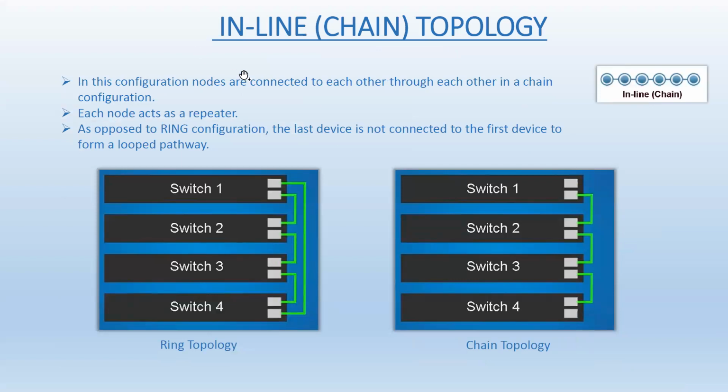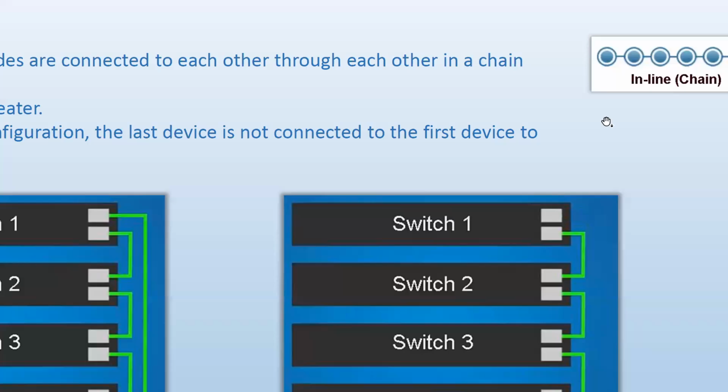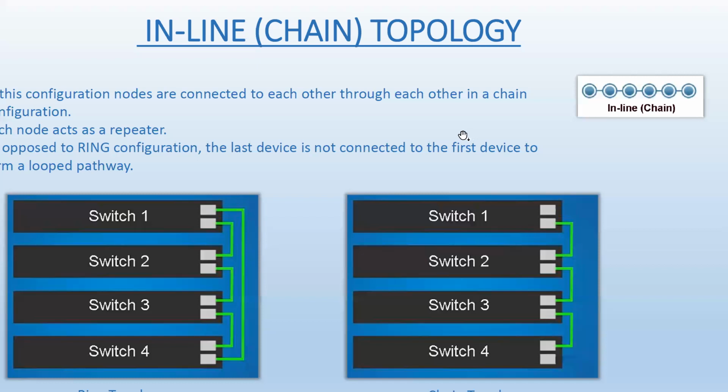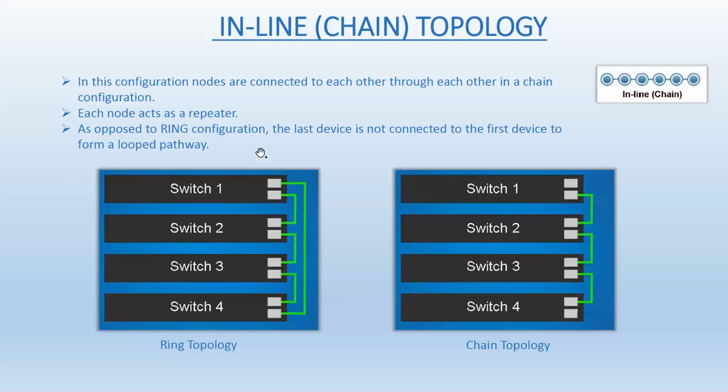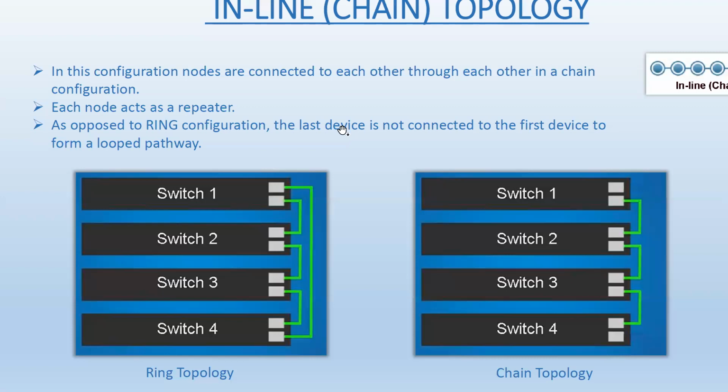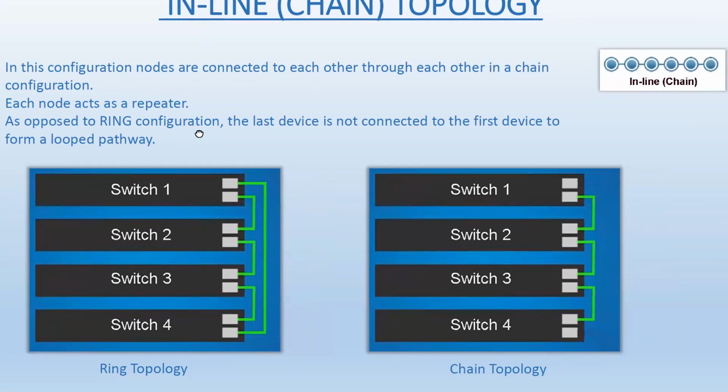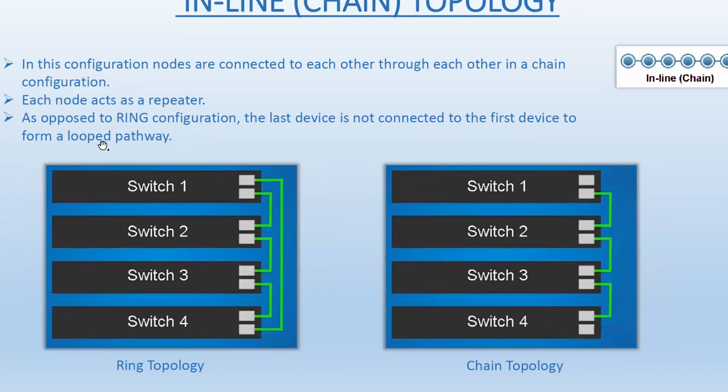Let's move on to something that's called an inline or chain topology. Here's a symbol for inline or chain topology. Let's just do the analogy of the switches. Before we do that, let's go to some definition. In this configuration, nodes are connected to each other through each other in a chain configuration. Each node acts as a repeater. As opposed to a ring configuration, the last device is not connected to the first device to form a looped pathway. So this will be the chain topology. They're just connected in a chain.